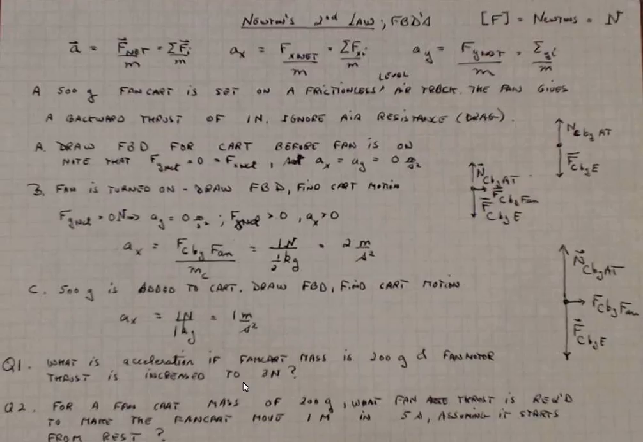So a couple of questions for you. Question 1, what is the acceleration if the fan cart mass is 200 grams and the fan motor thrust is increased to 3 Newtons? Question number 2, for a fan cart mass of 200 grams, what fan thrust is required to make the fan cart move 1 meter in 5 seconds, assuming it starts from rest? For this second one, you are going to need to use Newton's second law in combination with the kinematic equations.